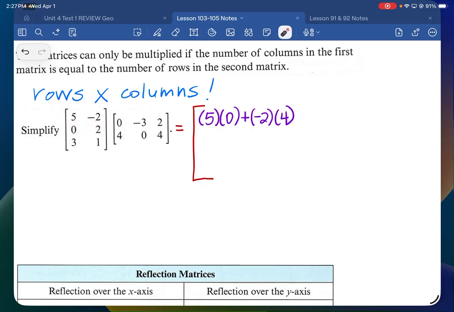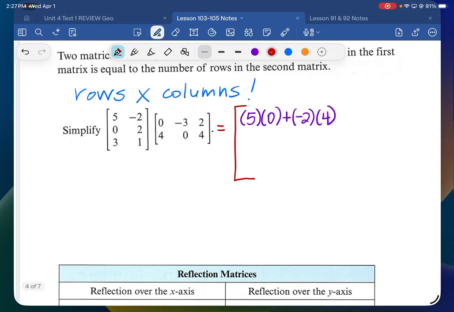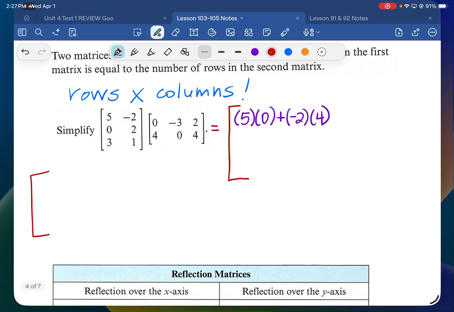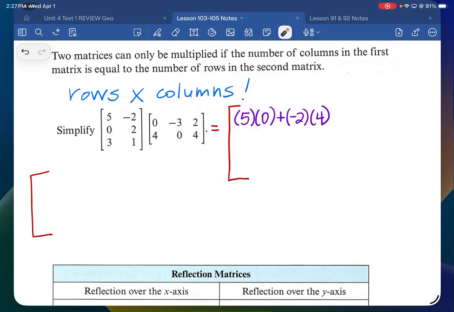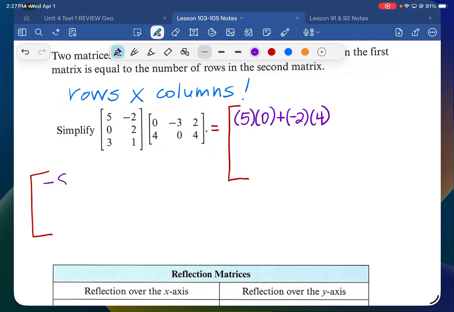All right. So as we're working that, let's go ahead and we'll put our final answer over here. So what is 5 times 0? And what's -2 times 4? -8. So 0 plus -8 is... So there's my answer for my top left in the matrix.